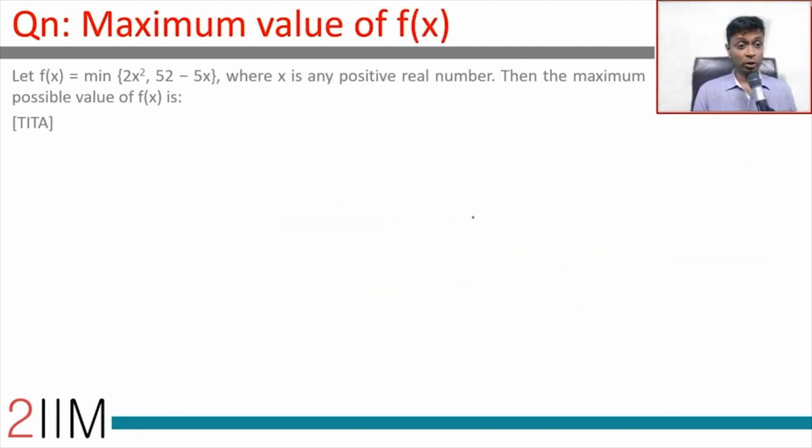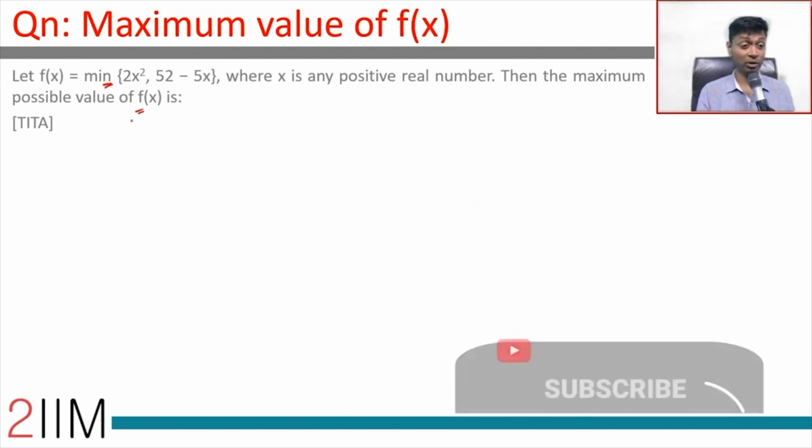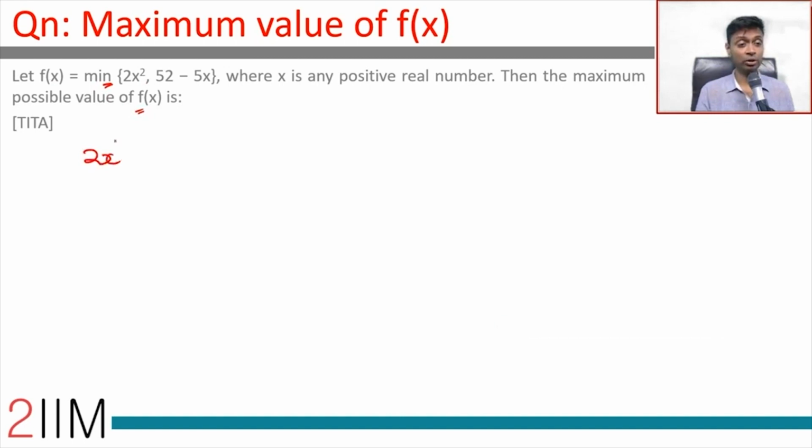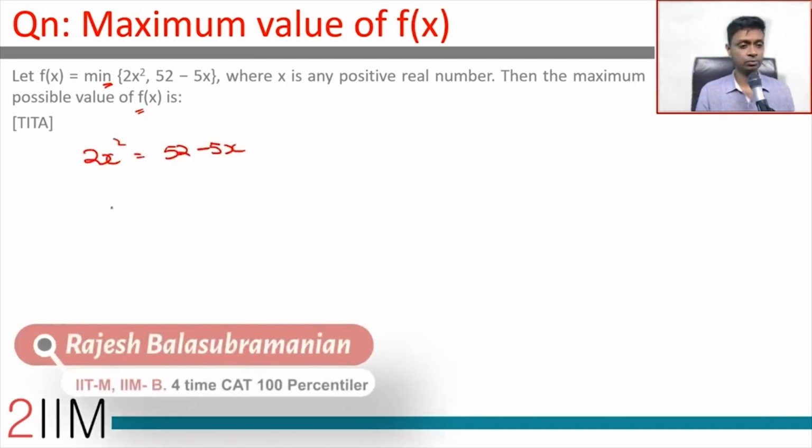F of x equal to minimum of 2x square and 52 minus 5x, where x is any positive real number. And the maximum possible value of f of x. F of x is the minimum of these two. We want to find the maximum value of f of x. Simplest way to do it is to equate this: 2x square equals 52 minus 5x.